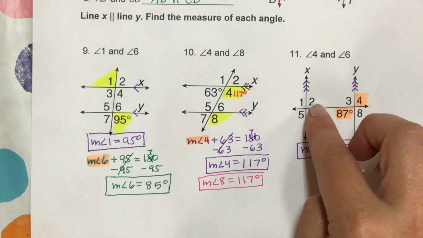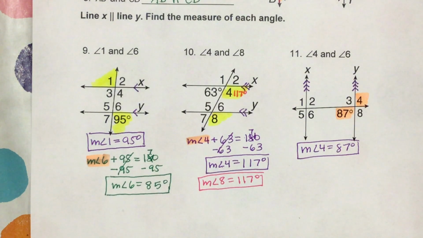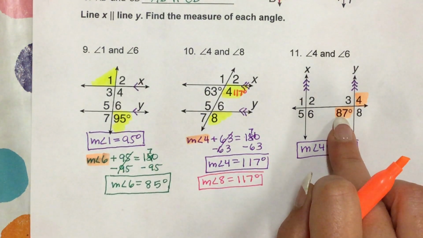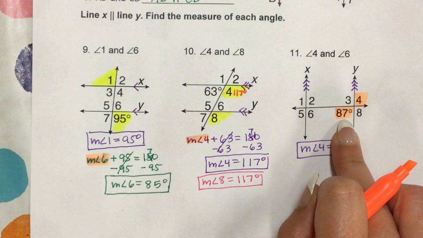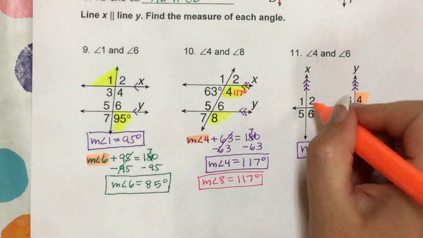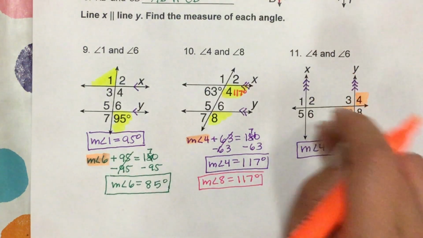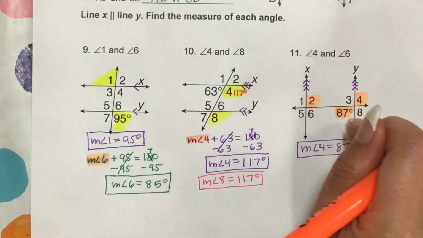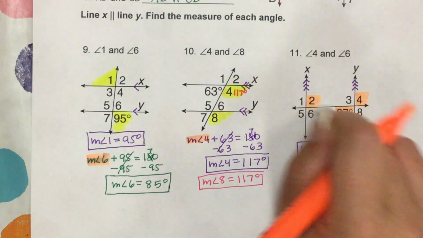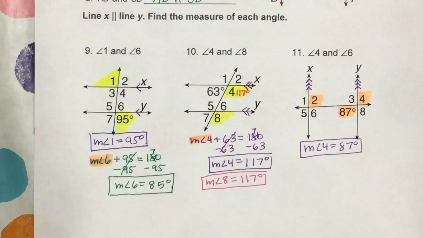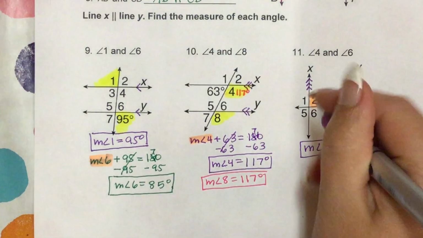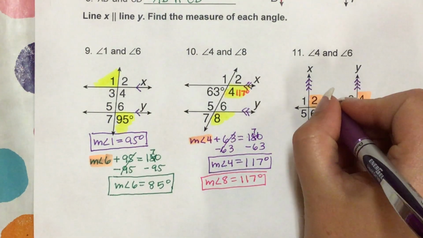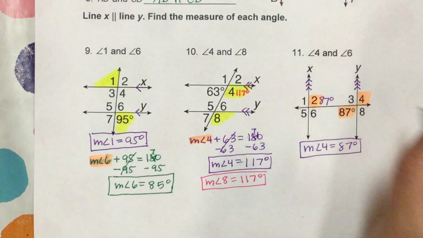So what we could do is we know that it's an interior angle, and its alternate interior angle would be angle 2 right here on the inside of these parallel lines. So that means that angle 2 is an alternate interior angle to 87, which means they are congruent. So angle 2 is equal to 87 degrees. All right?